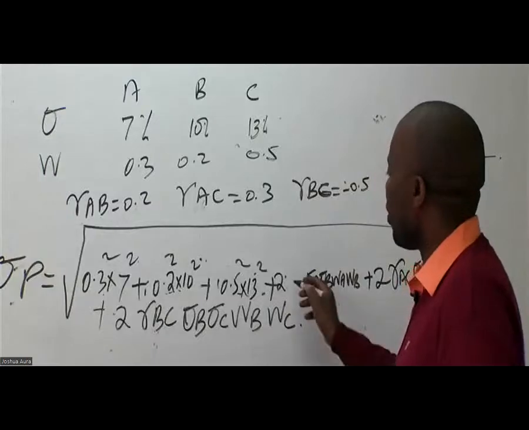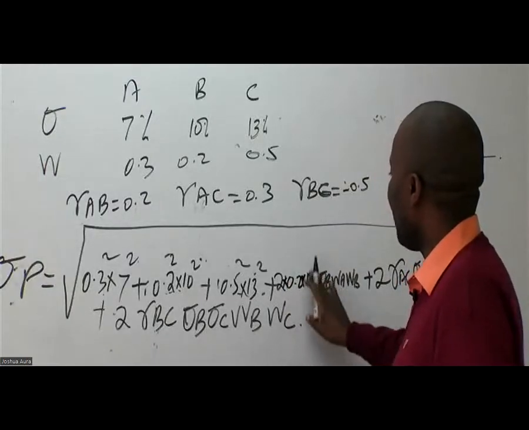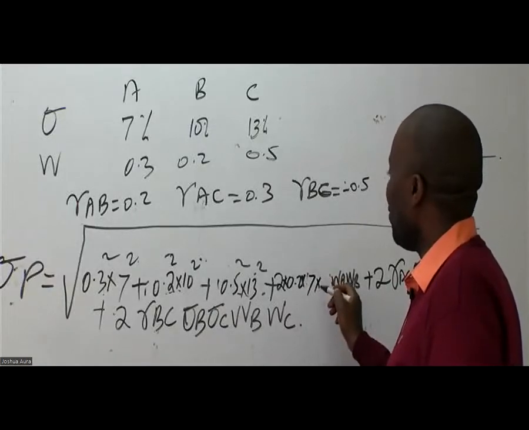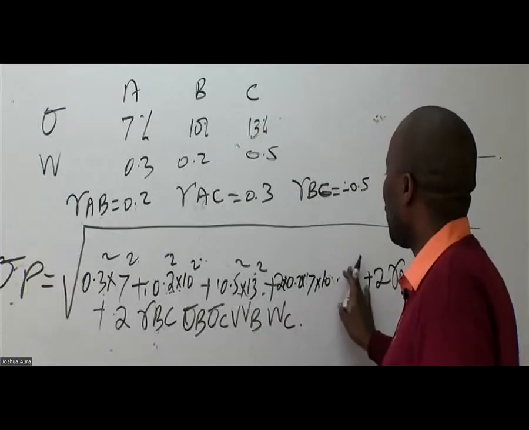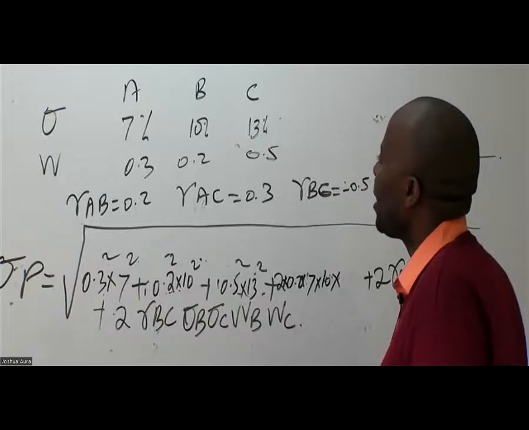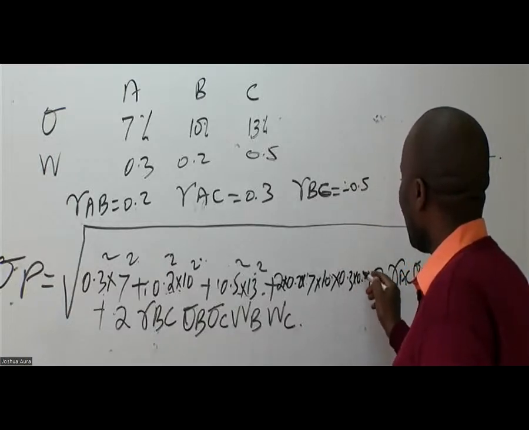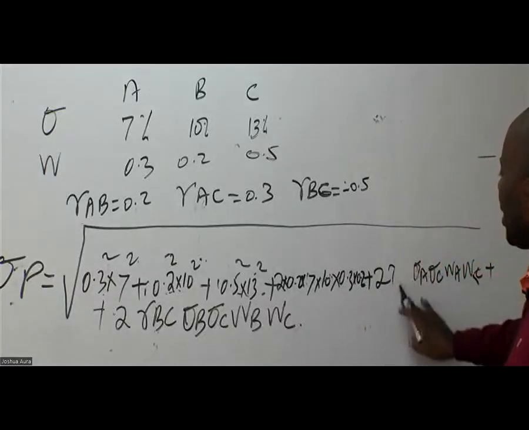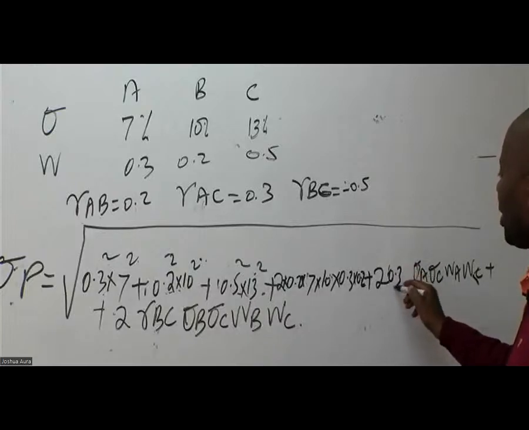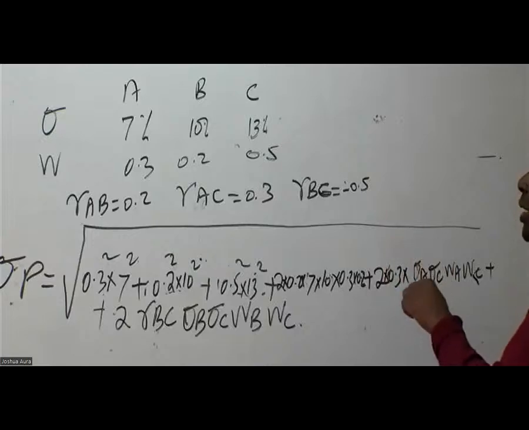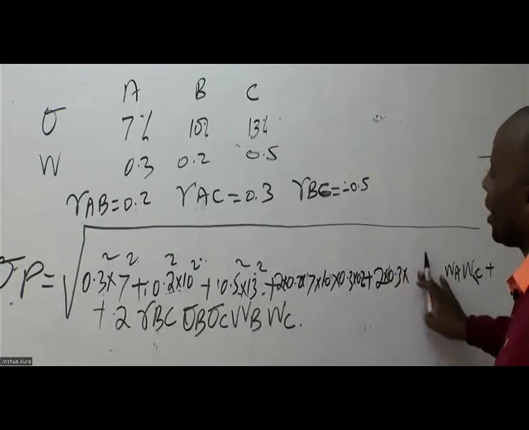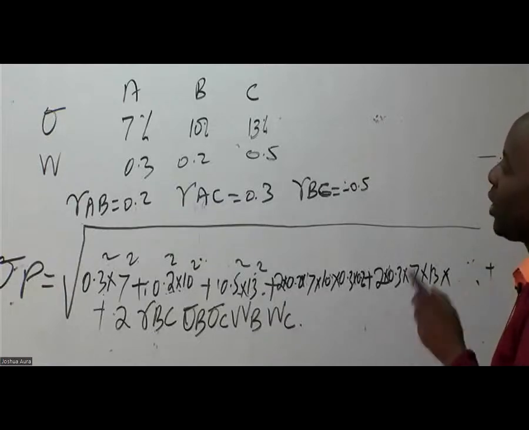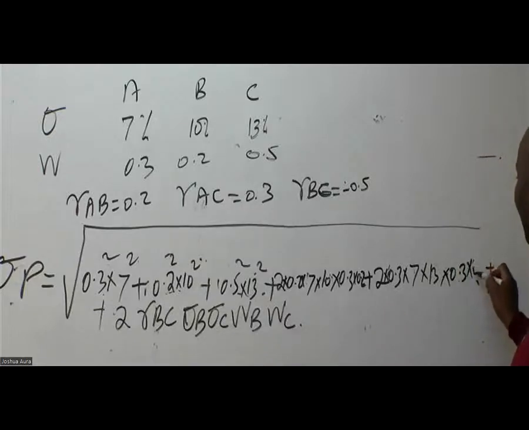RAB is 0.2, right? We have standard deviation A, standard deviation B. Standard deviation A is 7 times standard deviation B, which is 10. And then multiply this by the 2 weights, 0.3 and 0.2, plus 2 RAC. RAC is 0.3 times standard deviation A, standard deviation C. Standard deviation A is 7, standard deviation C is 13, times now the weights. Weight of A is 0.3 and then 0.5.